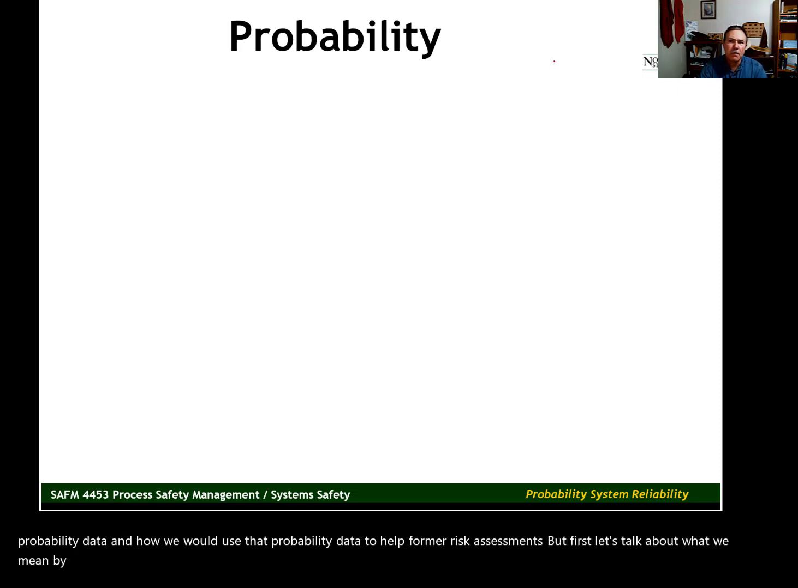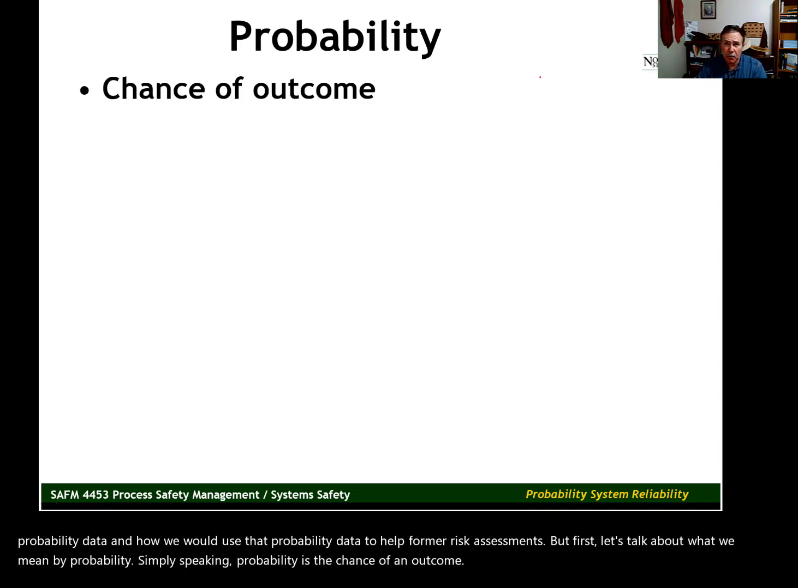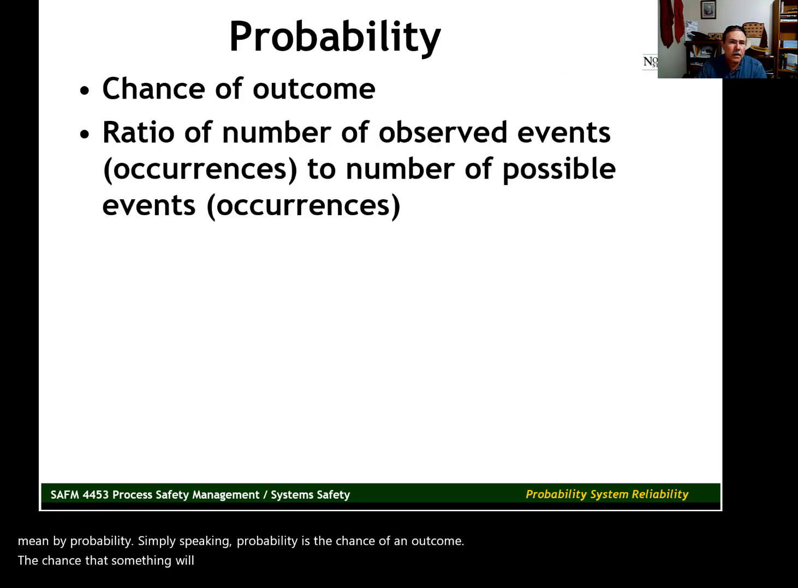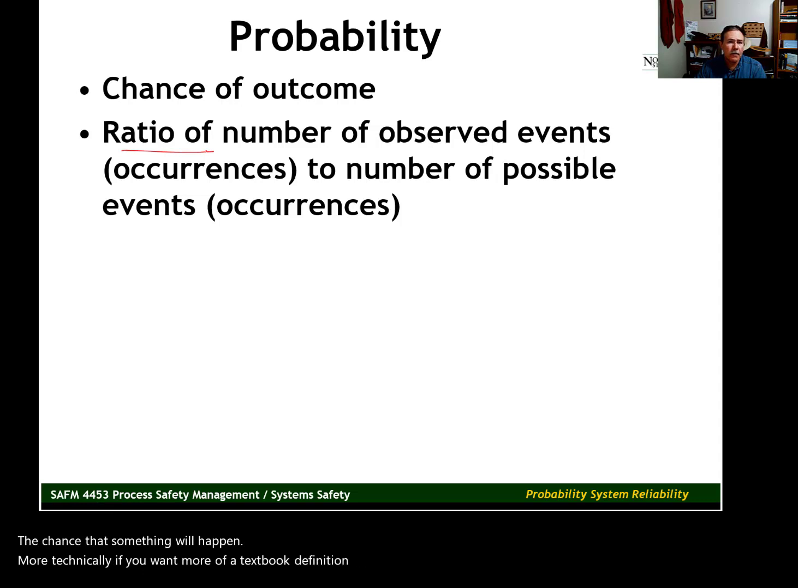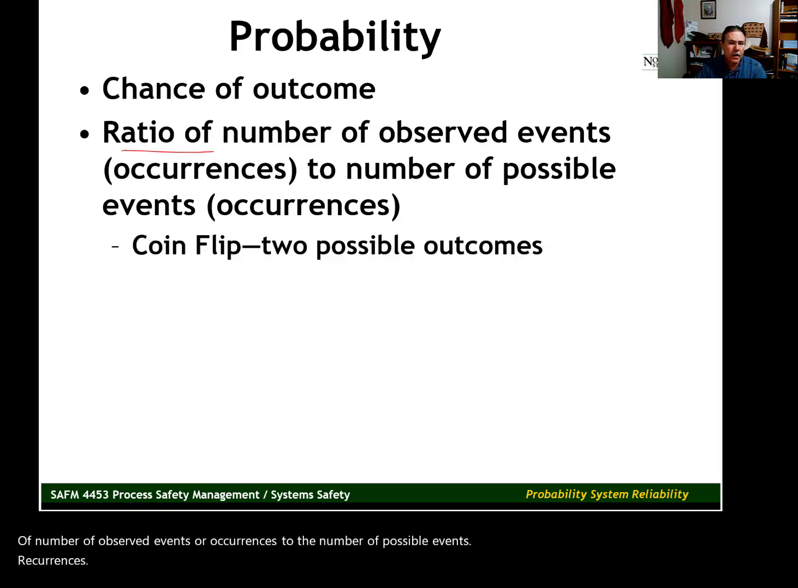Simply speaking, probability is the chance of an outcome, the chance that something will happen. More technically, if you want more of a textbook definition, it's the ratio of number of observed events or occurrences to the number of possible events or occurrences. A coin flip is a good, simple example. That gets us in the arena of talking about probability.